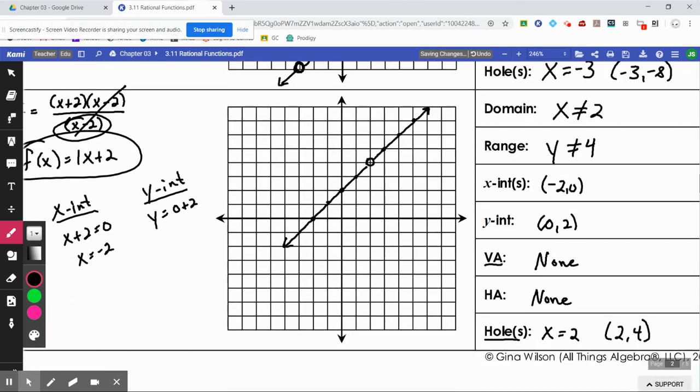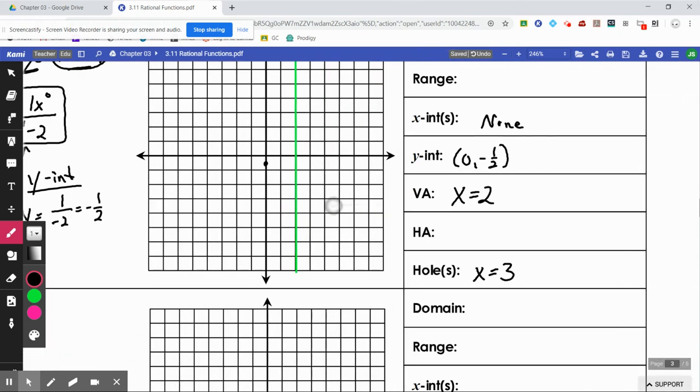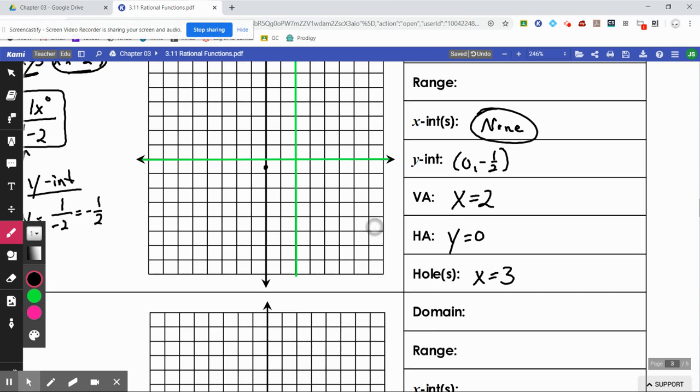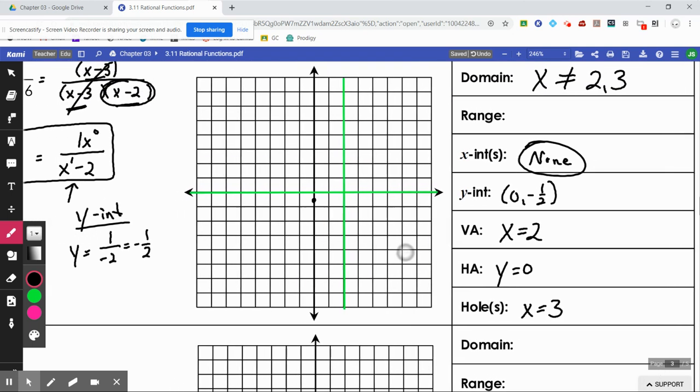So let's scroll back down. So my horizontal asymptote is y equals 0. That is your x-axis. So let's plot that. And now, hopefully, that makes sense why you didn't have an x-intercept, because it doesn't cross the x-axis. So therefore, there's not going to be any points of intersection there. So we're set up and we're ready to graph this thing.